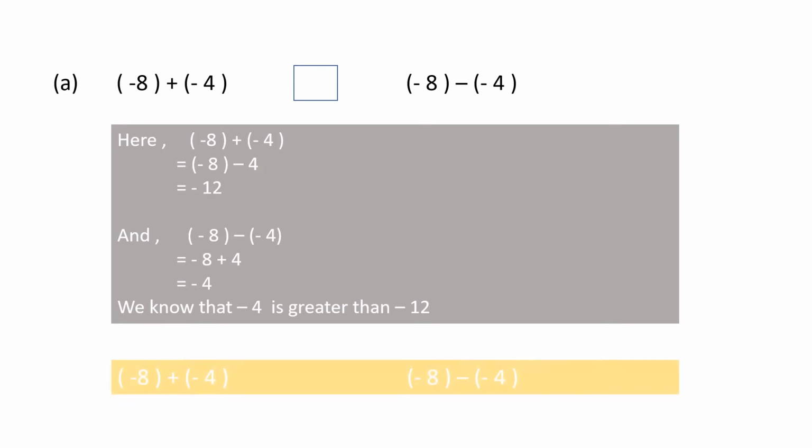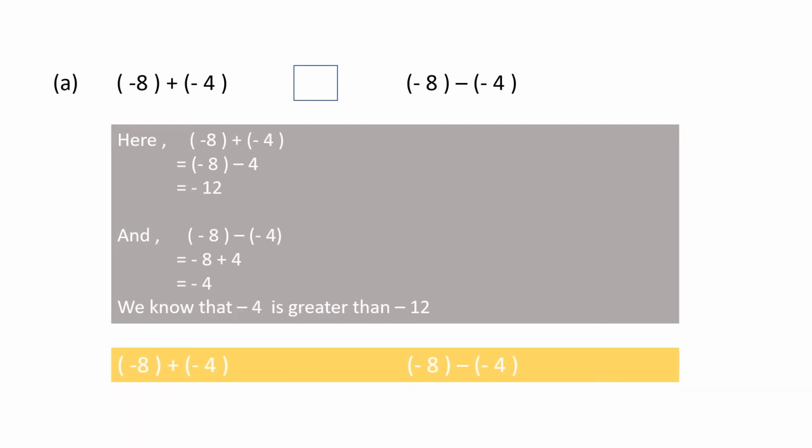So we can see that minus 8 plus minus 4 and minus 8 minus minus 4. So we have two parts of the question, and for the first part we got minus 12 and for the second part we got minus 4. So let's substitute the sign in the box. The sign is less than sign, which means the first part of the question is less than the second part of the question, which is minus 12 is less than minus 4. So the appropriate sign is less than sign, right?